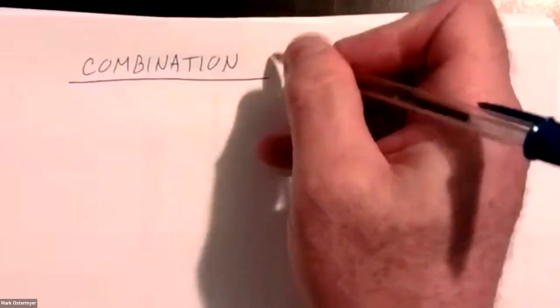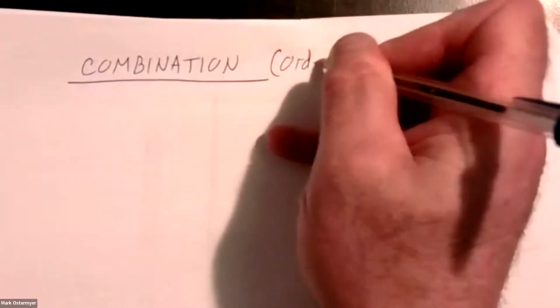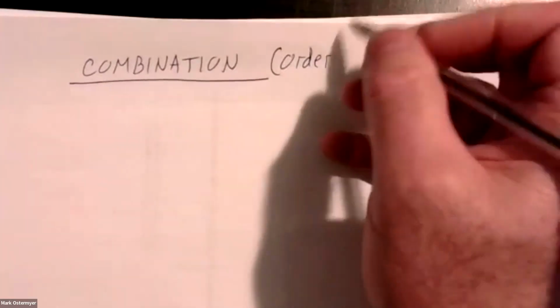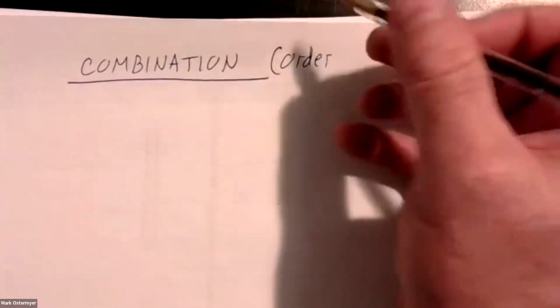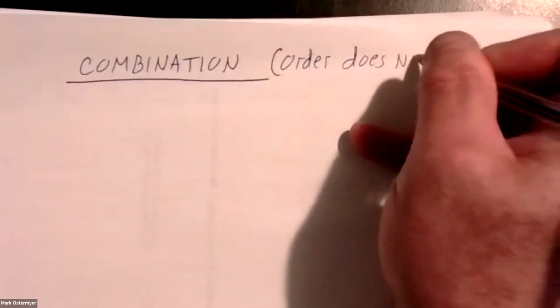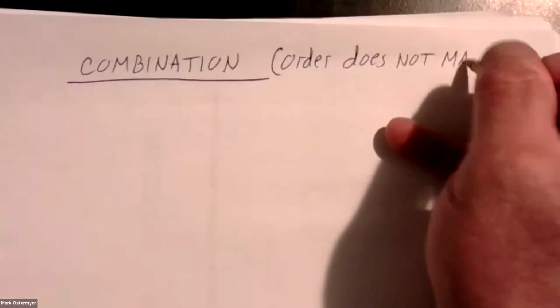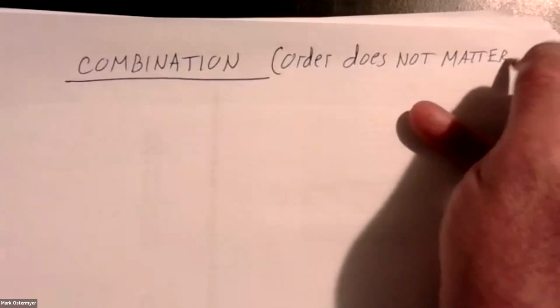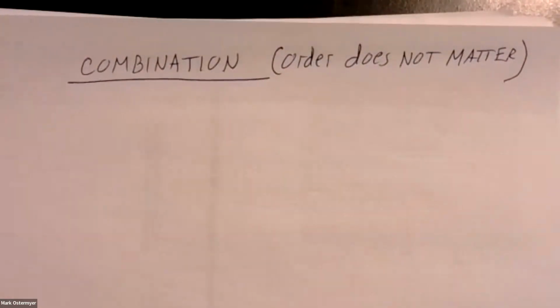Ladies and gentlemen, with combinations, order always matters. Order, wait a minute. No, strike that. With a combination, order does not matter. That's what I meant to say. And you'll see what this is all about in a moment with an example. Order does not matter with combinations.